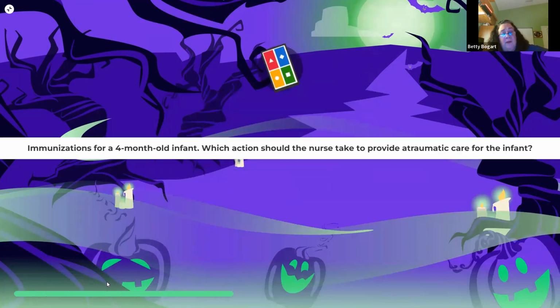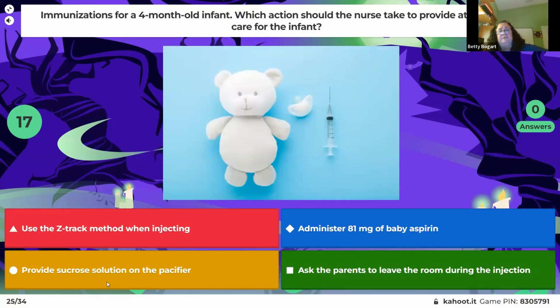Immunizations for a 4-month-old infant, which action should the nurse take to provide atraumatic care for that infant? So immunizations, we're going to be putting it in the vastus lateralis, right? In the upper outer thigh. And I don't care how much you prepare them, it's still going to hurt. I don't care if your parents are holding them, it's still going to hurt.